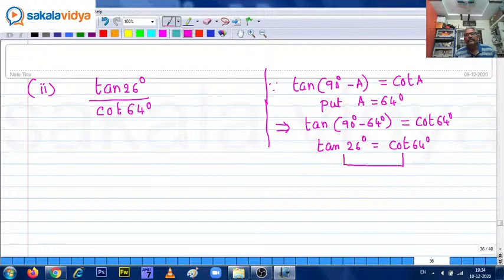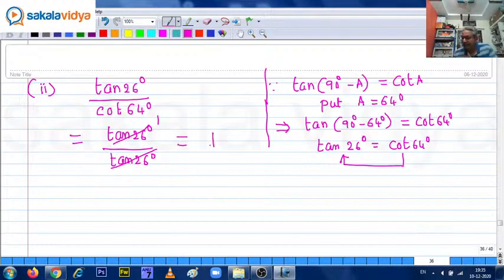So cot 64 is replaced by tan 26 degrees. Tan 26 degrees upon tan 26 degrees. So tan 26 and tan 26 cancel, we have 1. Answer is 1.